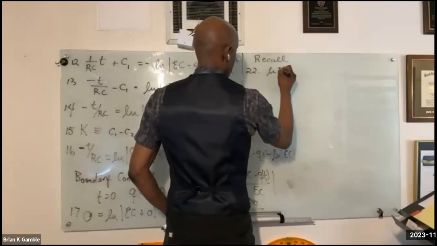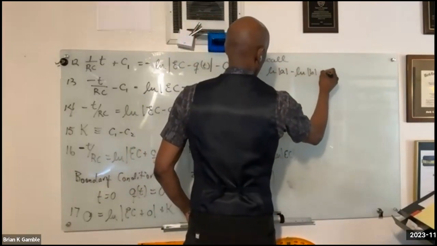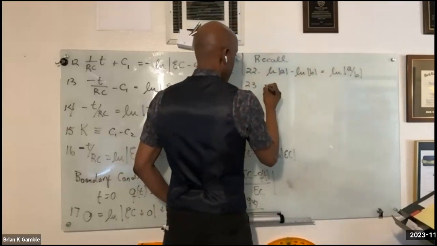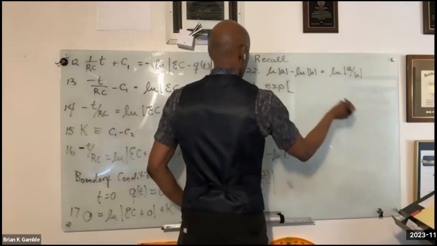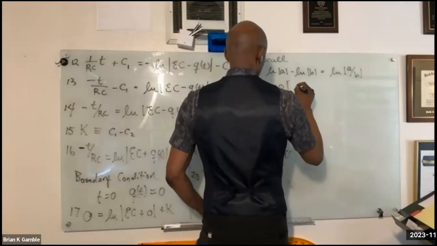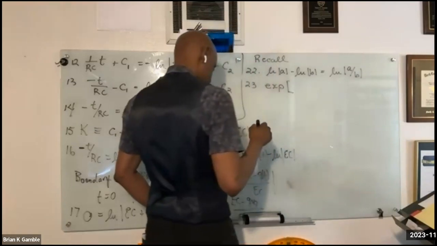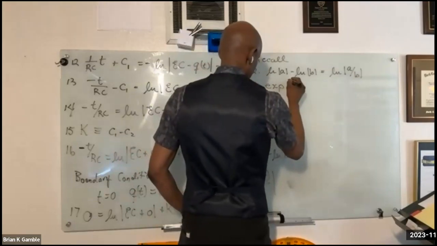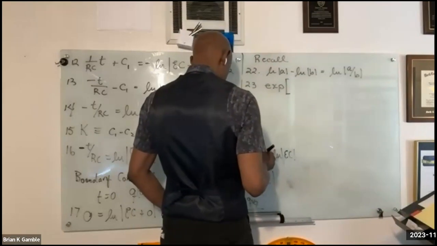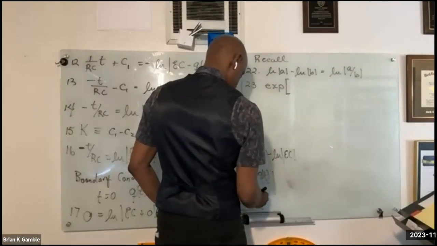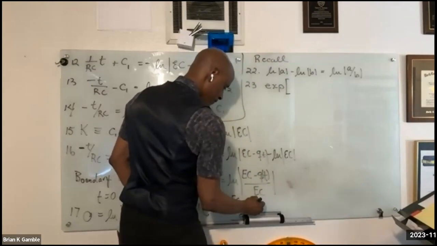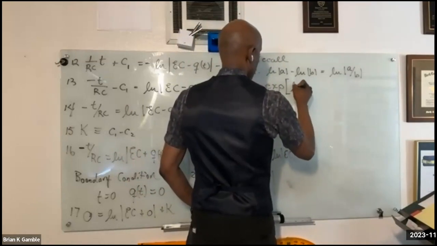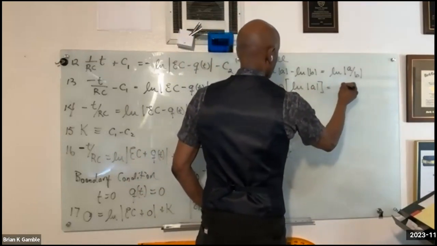But I say log of A minus log B equals log of A over B. And exponent of the log of quantity A is just equal to A.